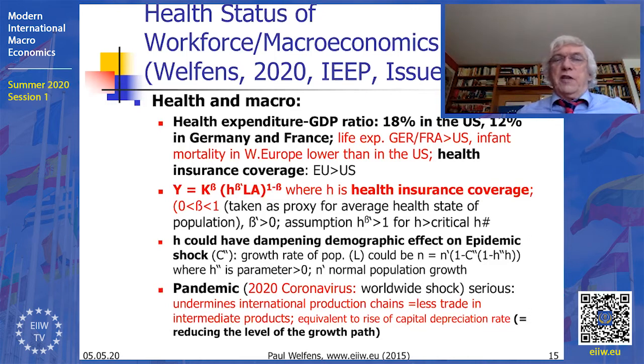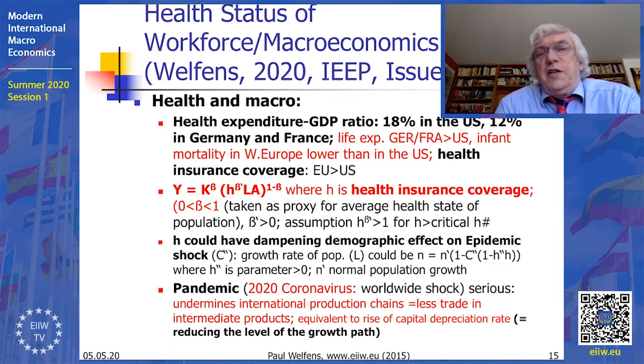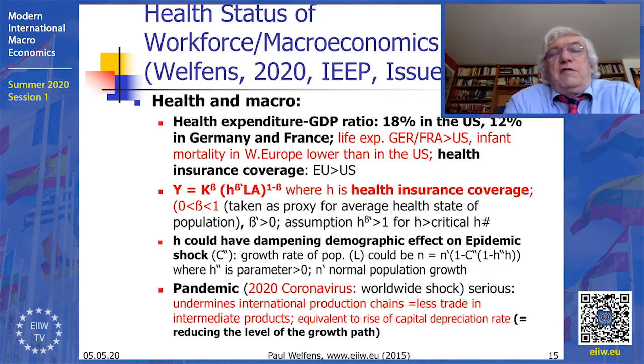Okay, it's small h to the power beta prime, and we assume here that we have achieved a health insurance coverage ratio which is such that h to the power beta prime exceeds unity. So that means the health element, so to speak, raises output.